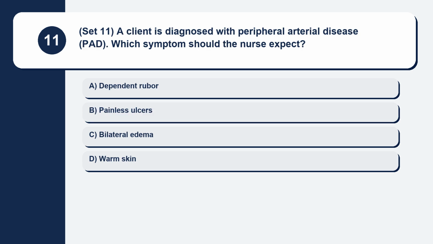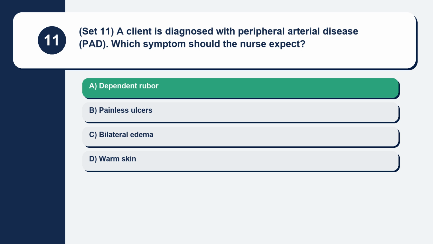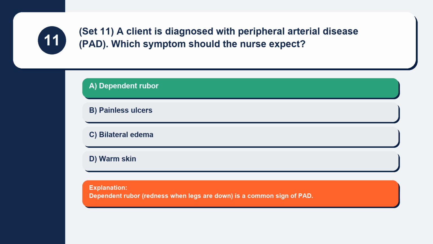Question 11. Set 11. A client is diagnosed with peripheral arterial disease, PAD. Which symptom should the nurse expect? Dependent rubor, painless ulcers, bilateral edema, warm skin. Dependent rubor, redness when legs are down, is a common sign of PAD.